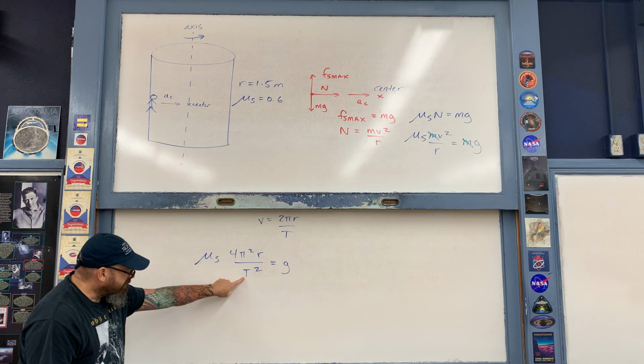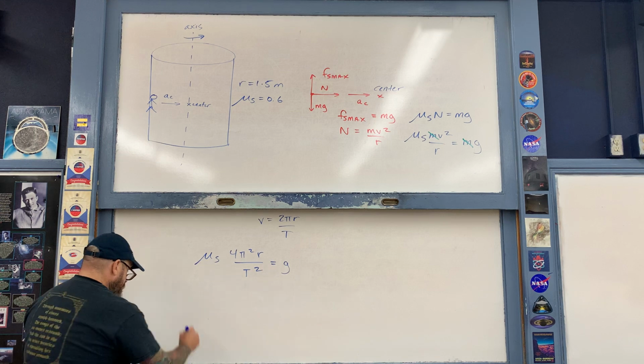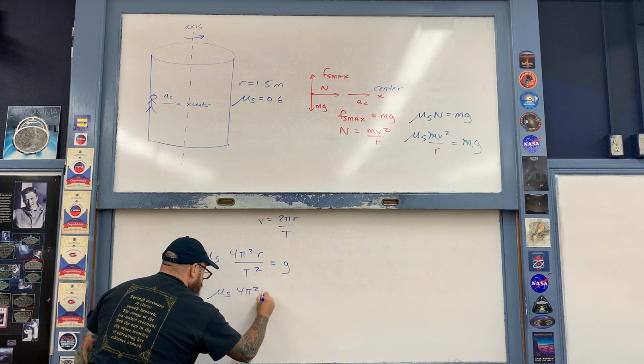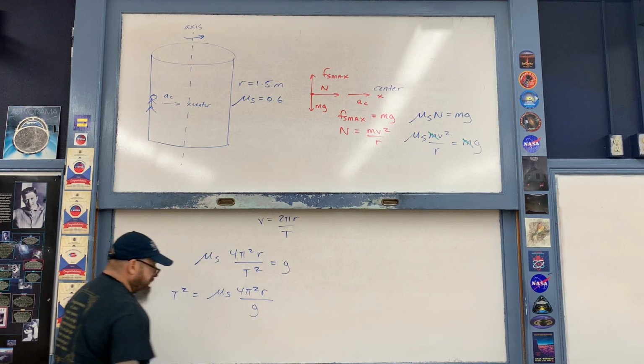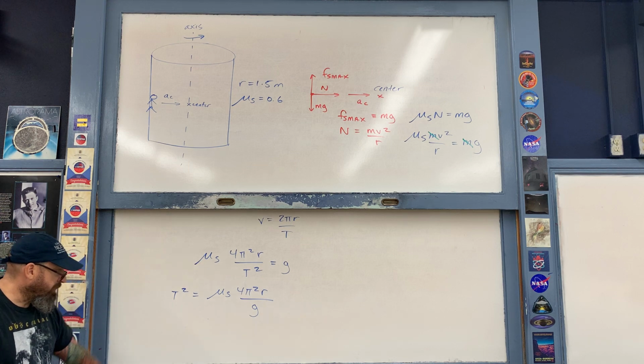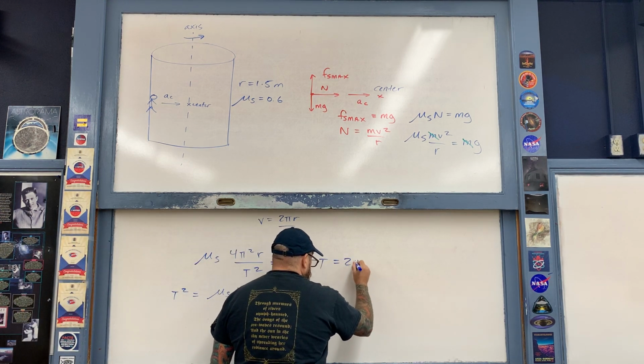Okay, and now what we're supposed to solve for is the period here. So let's just go ahead and cross multiply these. So T squared is going to be the coefficient times 4 pi squared r over g, like so. And now the last thing to do is just take the square root of both sides. All right, so the period then ends up being equal to the following.